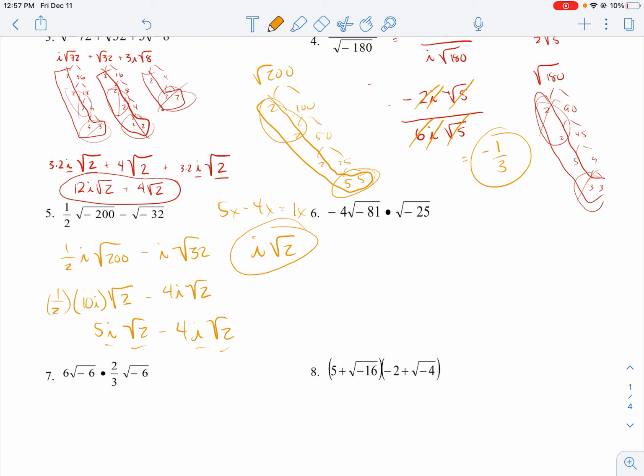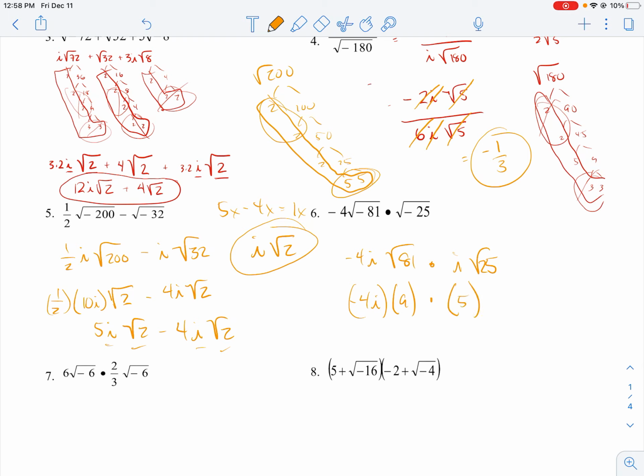Let's take a look at number 6. Okay, number 6. Bring out that i value. And so we're left with square root of 81 times i square root of 25, sorry. Getting ahead of the game. All right, so bring out that i first. I apologize. All right, so next thing, we can simplify those, right? Square root of 81 is just 9, and then the square root of 25 is just 5.